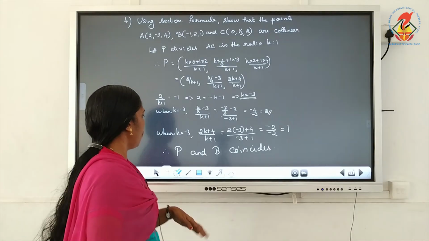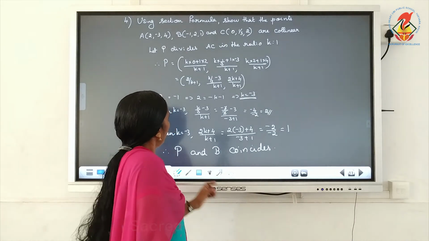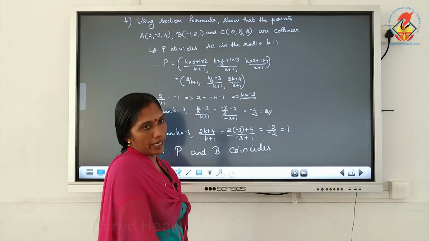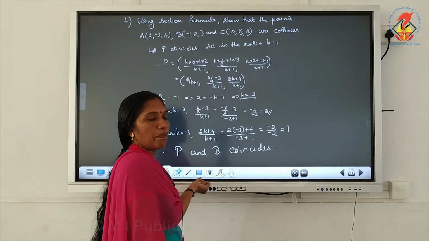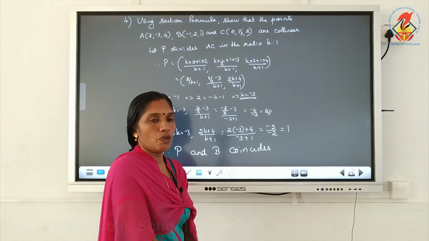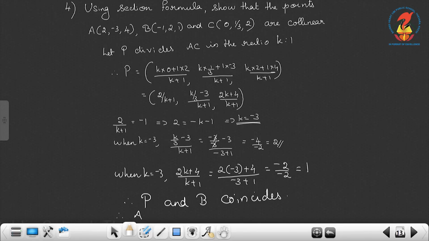Okay. So first what we took, P divides AC in the ratio k is to 1. So from here we understood that P and B are same. So B is also on the same line. Therefore A, B and C are collinear. This is a method to prove collinearity using section formula.